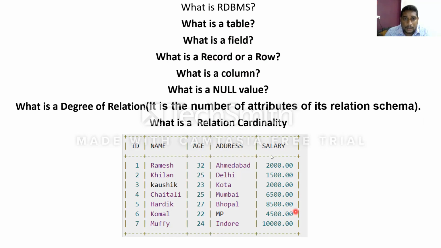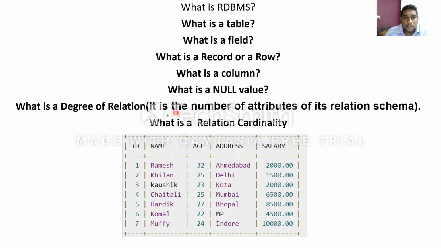So this is the table, and these are the fields: 1, 2, 3, 4, 5 fields. The rows are 1, 2, 3, 4, 5, 6, 7 rows. An individual row is called a record, row or tuple. Next, a column is the particular field's data. A null value is used if there is no data available in the table, and we represent that as a null value. For example, if there is no information called quota, the user will represent the quota as a null value.